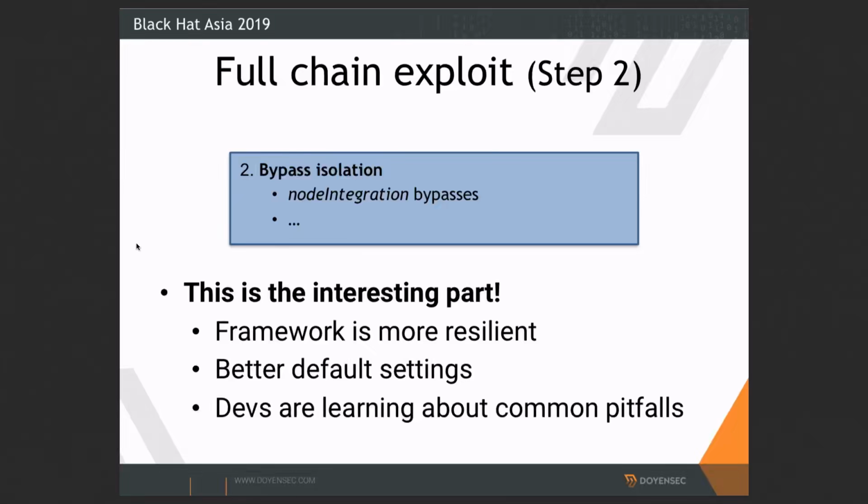And there are a few aspects on why this is interesting. The framework is getting better, at least better than it was 2 years ago when we presented the first research on Electron. There are better default settings, and also people are just learning what the common mistakes are and how to prevent them. So it's less likely, if you take a top app, that it will have the basic mistake of, for example, not enabling node integration.